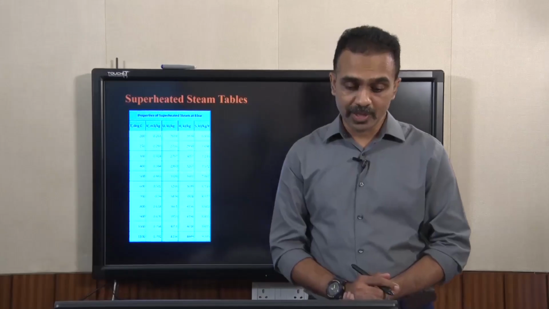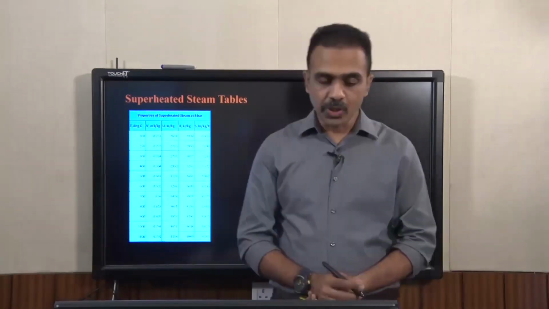And then we have what are known as superheated steam tables. This corresponds to the superheated condition, right? So there is only one phase. So the degrees of freedom is one component, one phase, plus 2. So that's going to be 2 degrees of freedom. So I need to fix 2 variables.